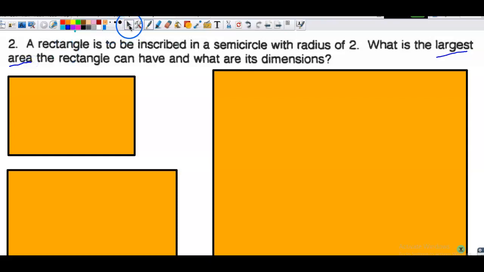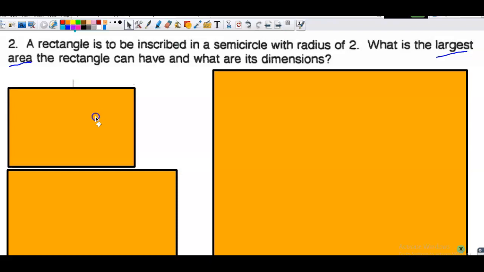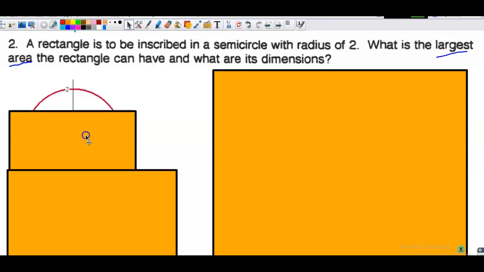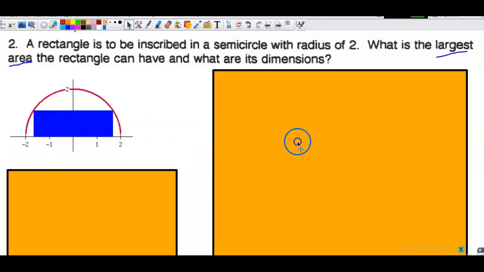Now before I write, I know that the area of a rectangle is base times height, but I'm going to draw up this situation. It's going to be convenient to actually create the semicircle on an XY axis. Remember, the semicircle had a radius of 2. So I'm creating a semicircle, radius of 2, and then I'm going to inscribe, or put, a rectangle inside of the circle.